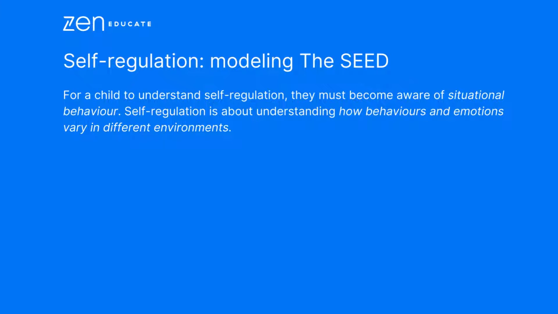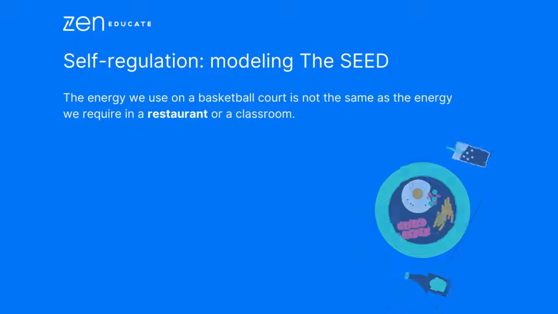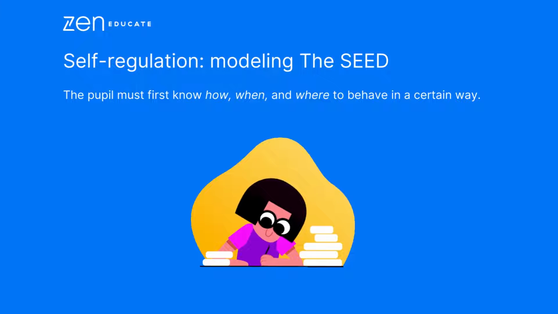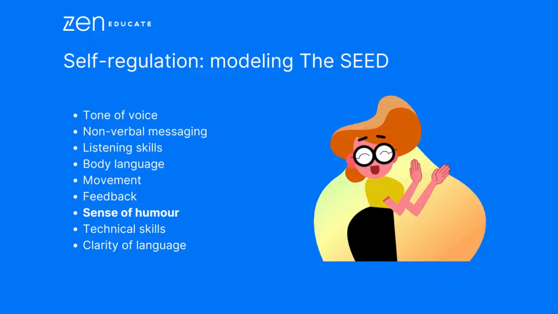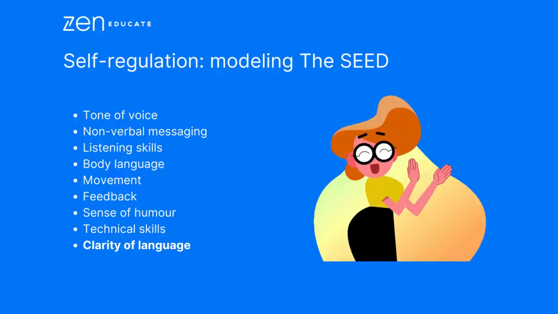Self-regulation is about understanding how behaviours and emotions vary in different environments. For example, the energy we use on a basketball court is not the same as the energy we require in, say, a restaurant or a classroom. The pupil must first know how, when, and where to behave in a certain way, and we support this by modelling, by our tone of voice, non-verbal messaging, listening skills, body language, movement, feedback, sense of humour, technical skills, and the clarity of language that we use.